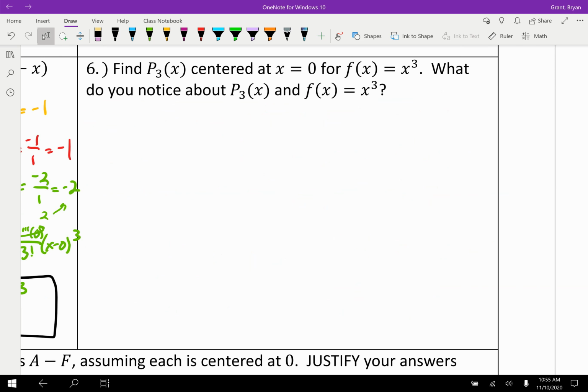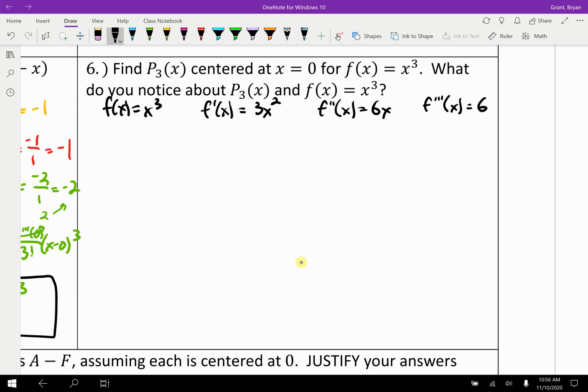Last but not least, one more practice one. Find the third degree polynomial centered at x equals 0 for f of x equals x cubed. All right, same thing, though I think we can go pretty quickly here. We'll do this all in one line. F of x equals x cubed. I'm going to find the couple derivatives here. F prime is 3x squared. F double prime is 6x. And f triple prime is 6.